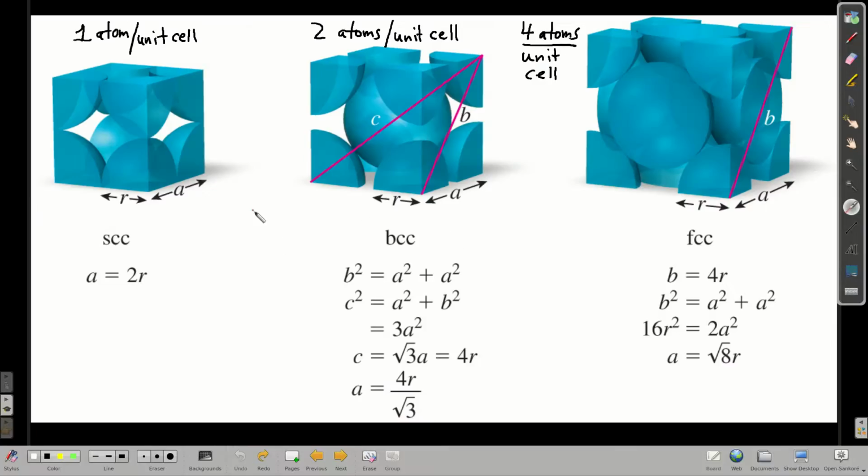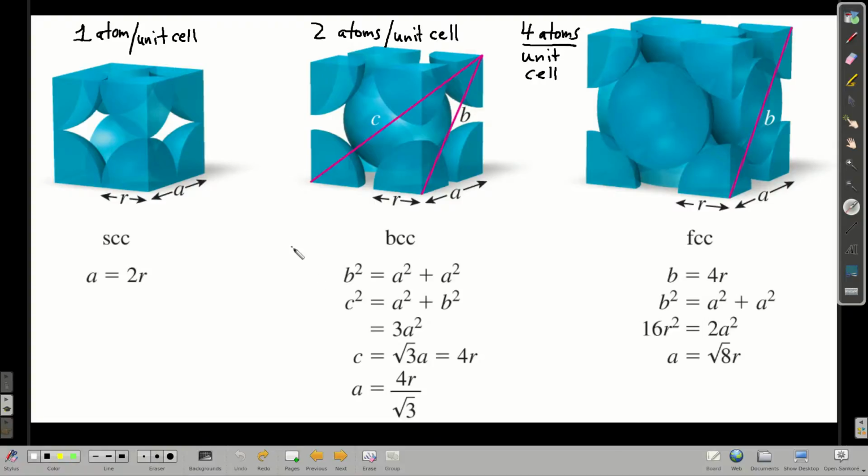So let's look at that. This is what a simple cubic unit cell would look like. There's 1/8 of an atom on each corner, times 8 corners is 1 atom per unit cell. These are important numbers to remember. In a body-centered cubic, there's also 1/8 of an atom on each corner, times 8 corners is 1 atom on the corners, plus we have that 1 in the middle, is 2 atoms per unit cell. And we just saw how the face-centered cubic unit cell has 4 atoms per unit cell.